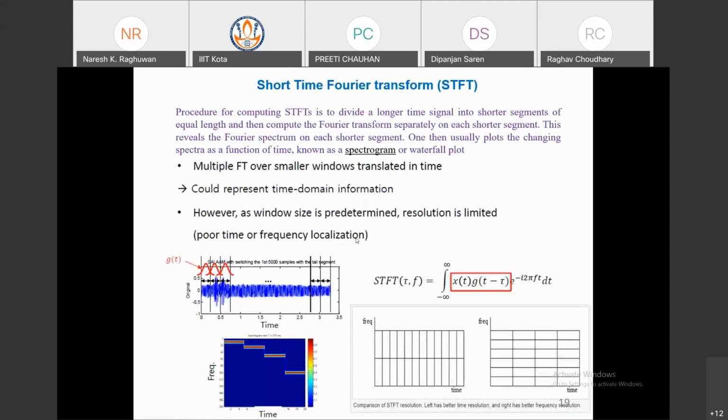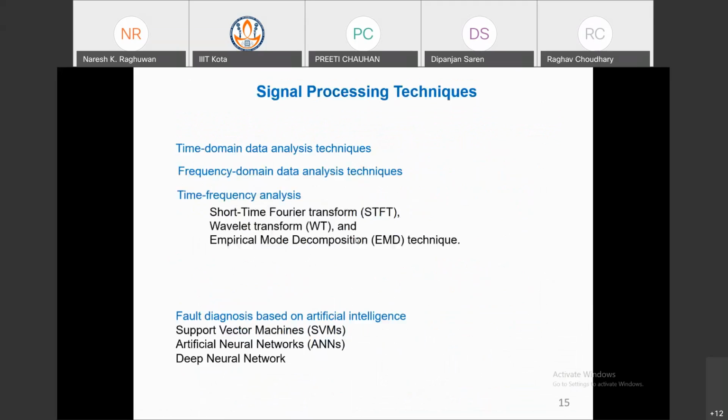We will apply the short time Fourier transform. This is the time-frequency analysis. In the time domain signal, the horizontal axis is time and the vertical axis is amplitude. In the frequency domain, the horizontal axis is frequency with amplitude. And in time-frequency, the graph is between time and frequency. So we apply the short time Fourier transform.